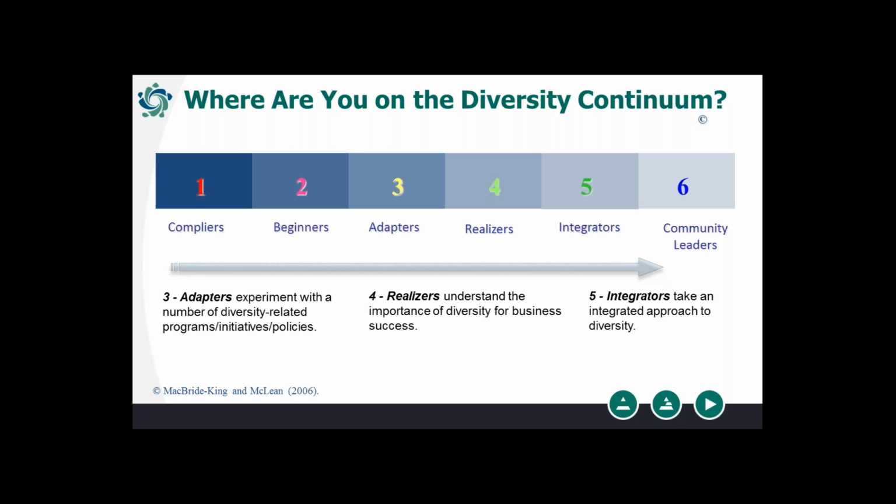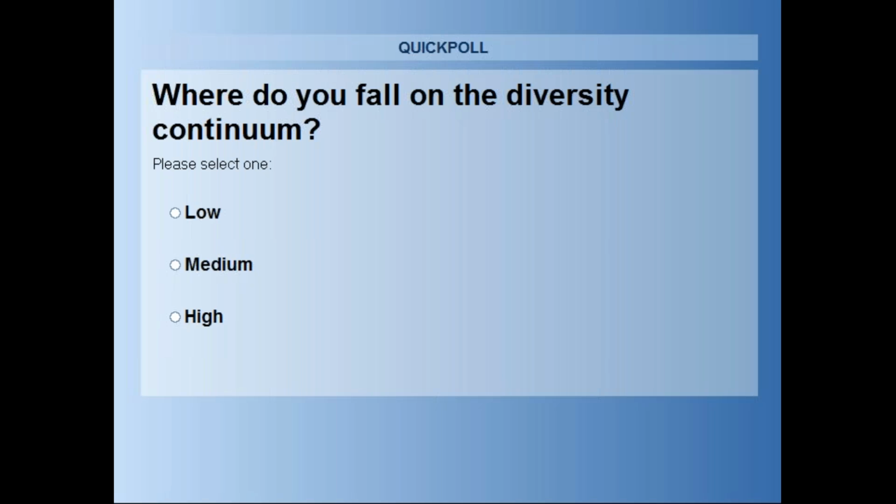So we'll stop and take another poll in terms of where you would put yourself on this continuum. Are you at the low end, in the middle, or at the high end? Low would be 1 or 2, middle would be 3 or 4, and high would be 5 or 6. We'll give you a minute to do that.